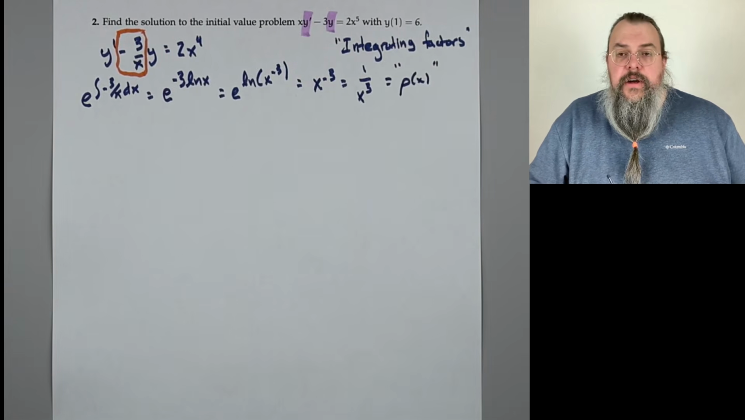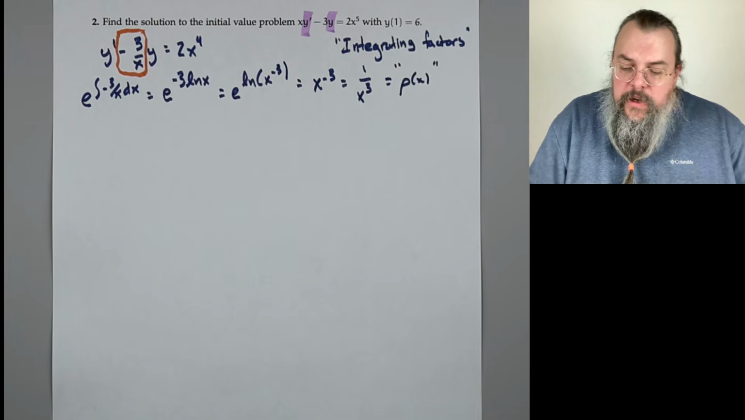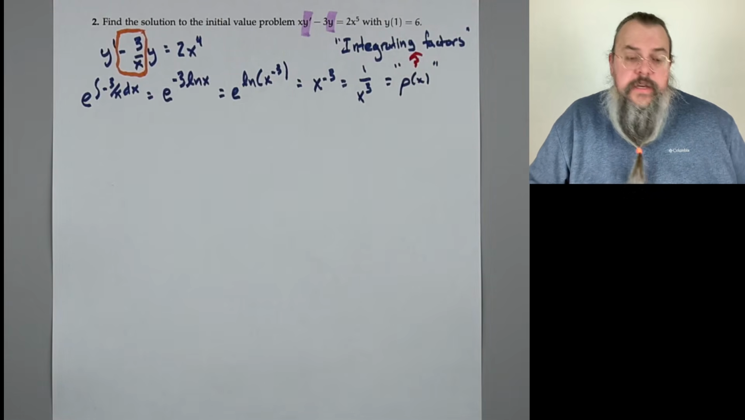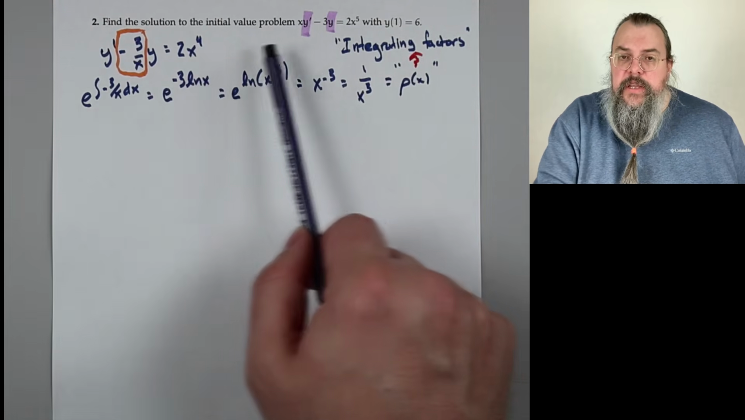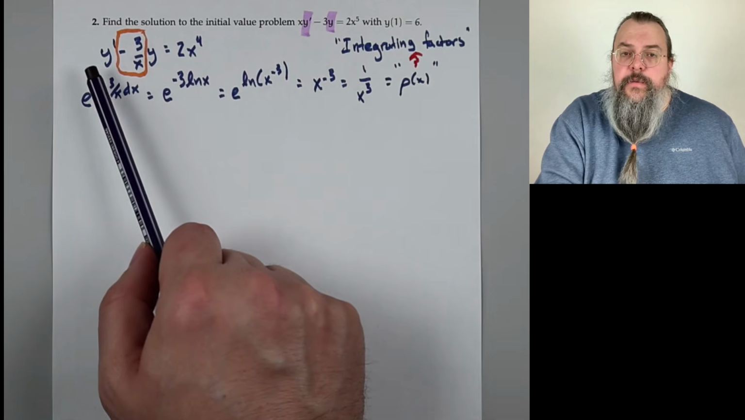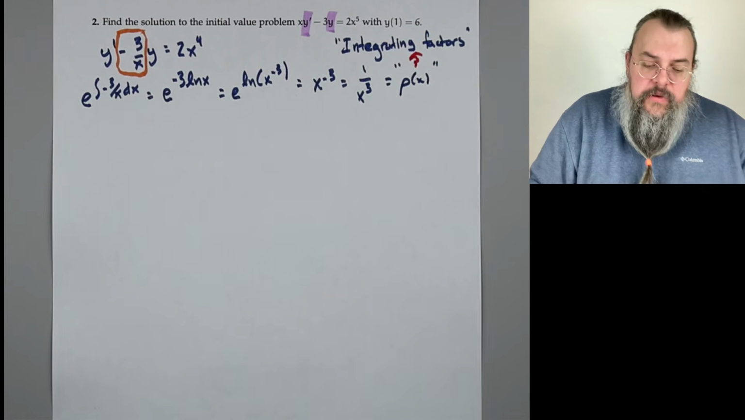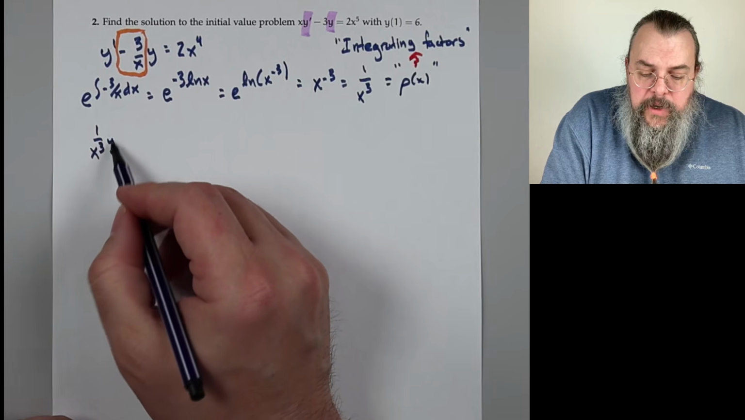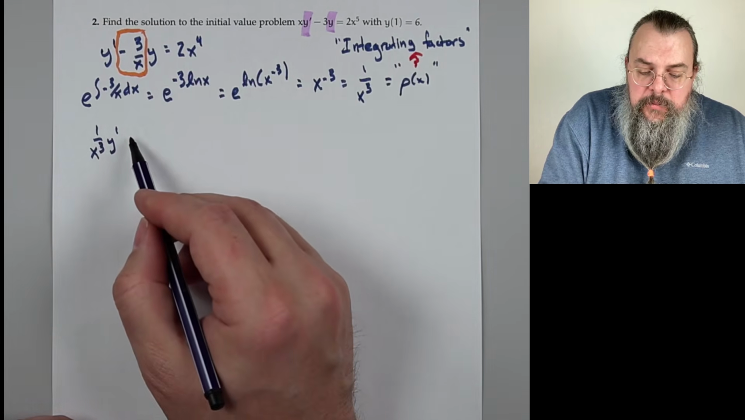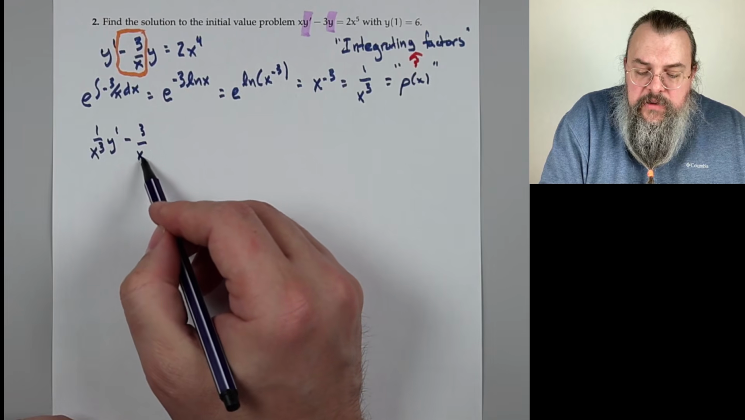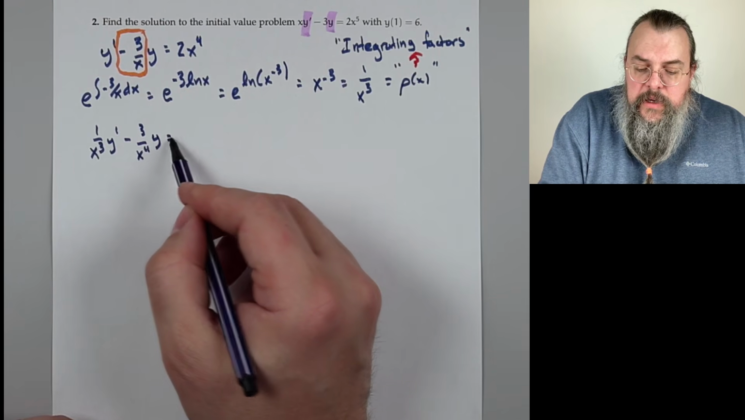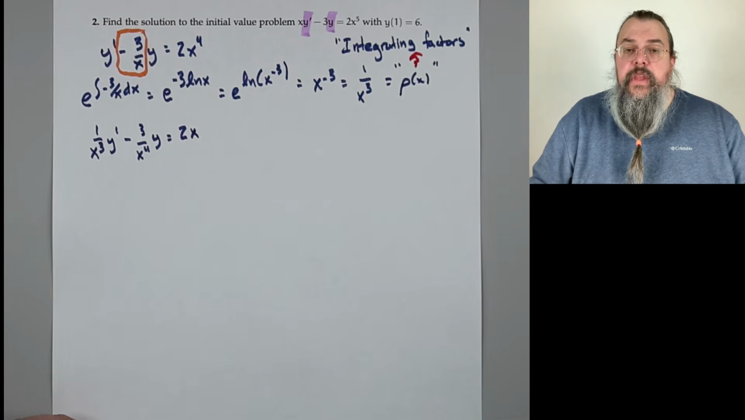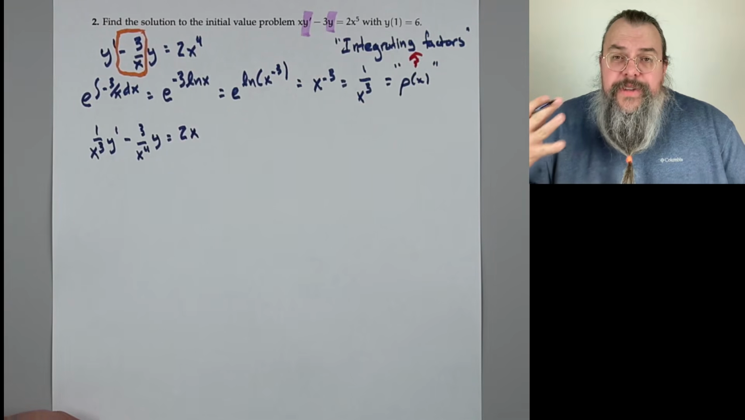Okay, so, all right, how does that work? Well, the key is now you multiply everything by rho of x. And when I mean everything, this equation, once we've gotten the 1 in front of the y prime. So we get that 1 over x cubed y prime, and here minus 3 over x to the 4th y is equal to 2x. Now, you might say, well, what has that done?